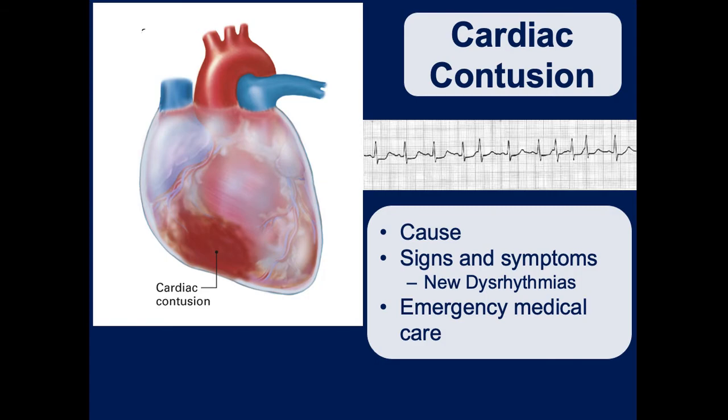Cardiac contusions. Again, there's a contusion, the bruise to the heart. Remember, the heart is a muscle, and the muscle contracts to pump blood, and there's electrical conduction that controls this. So if you have an area of the heart that's bruised, it can interfere with the actual cardiac rhythm by disrupting the electrical conduction of the heart.